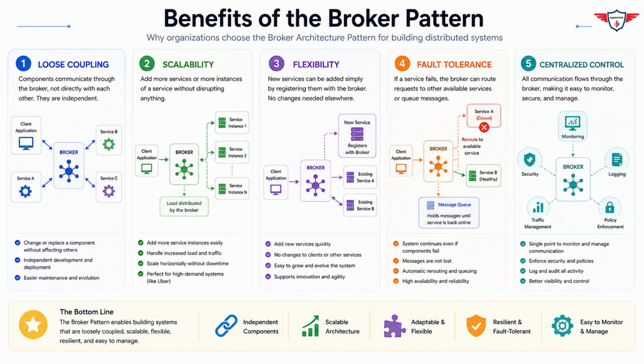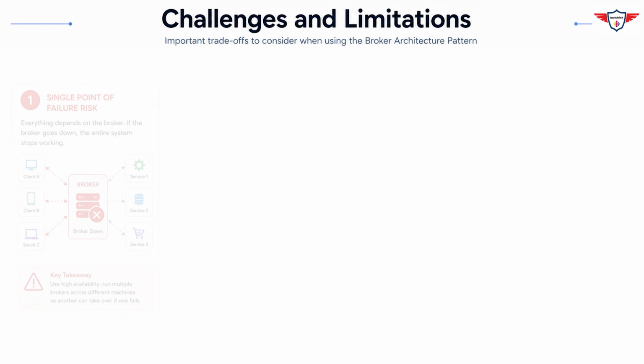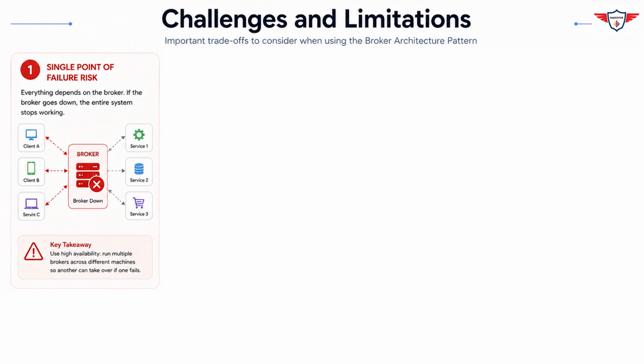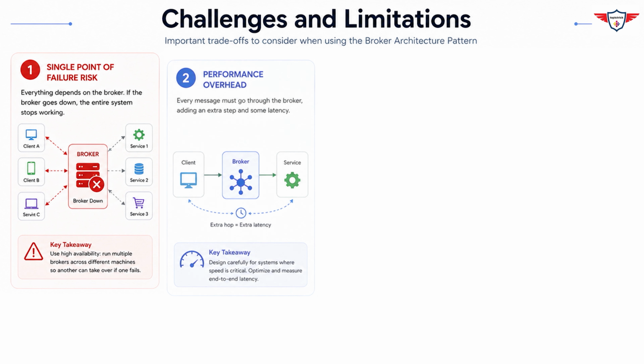Of course, no design pattern is perfect for every situation. The broker architecture pattern comes with its own set of challenges that you should be aware of. The first challenge is the single point of failure risk. Because everything depends on the broker, if the broker itself goes down, the entire system stops working.